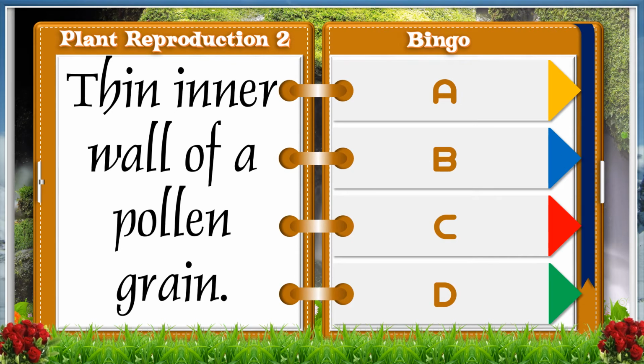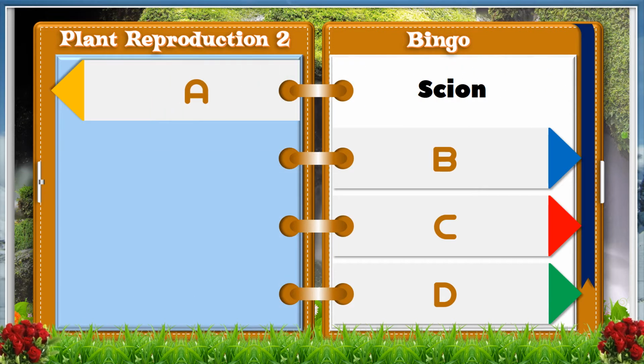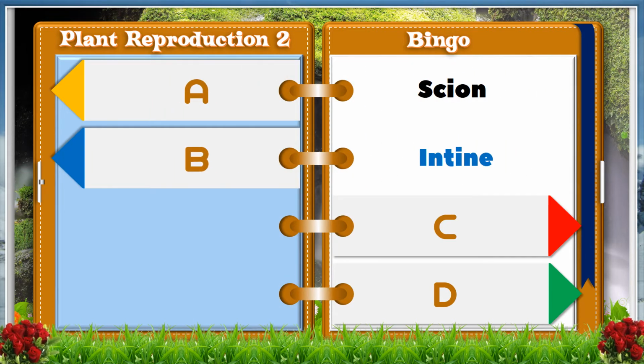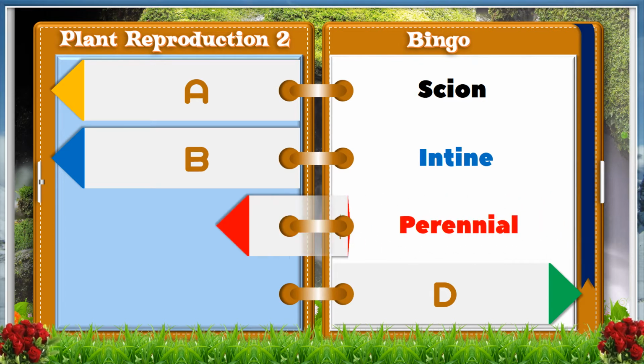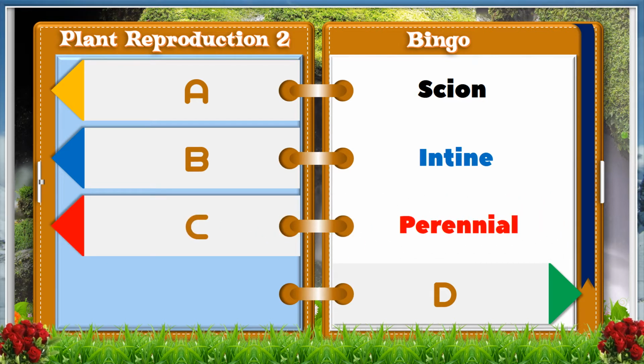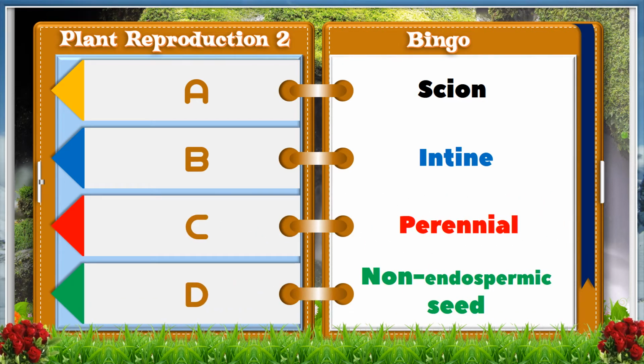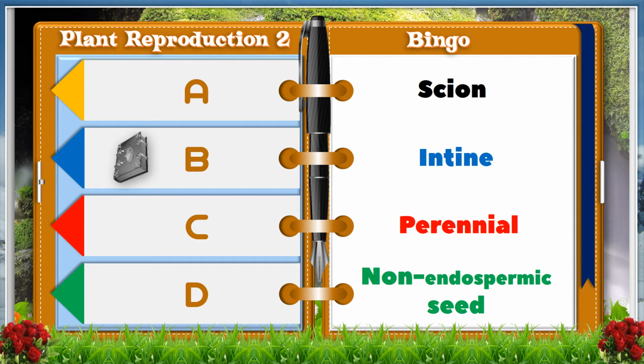Thin inner wall of a pollen grain. A. Scion. B. Intine. C. Perennial. D. Non-endospermic seed. And the answer is B. Intine.